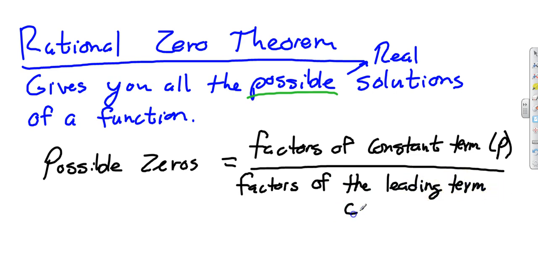I'm going to run out of room here, so I'm going to put it underneath there. It's the factors of the leading term coefficient, which they're going to call Q. So when they talk about setting this up, it's P over Q. P is the factors of the constant term, and Q is the factors of the leading term coefficient. So it's 5x to the third, it's all the factors of 5.